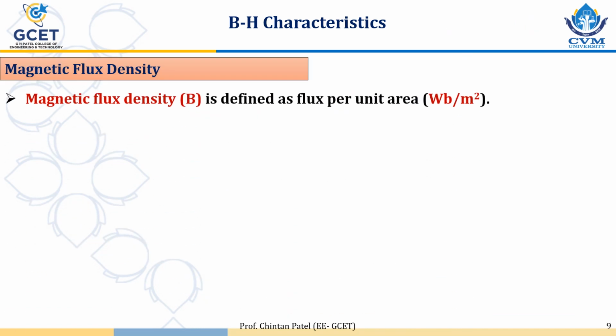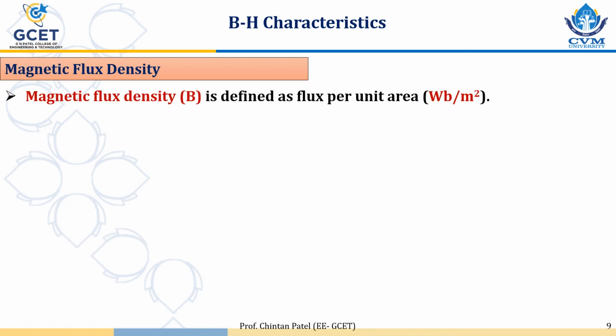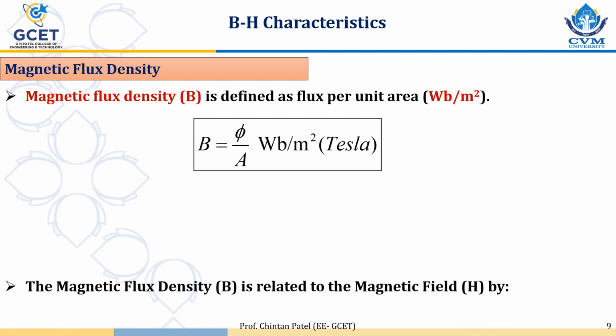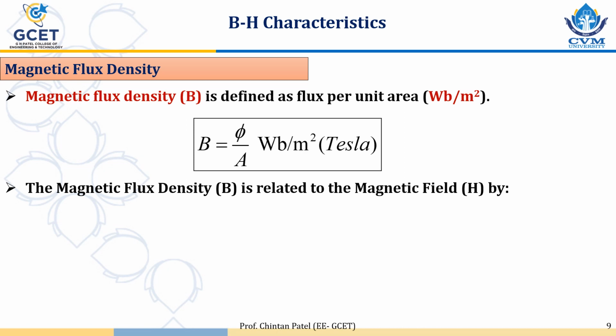Now, magnetic flux density is already discussed, so I am not repeating. B is equal to phi upon A, Weber per meter square, and it is also measured in Tesla.